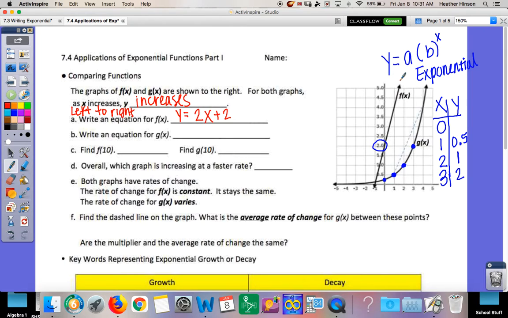Okay, to find your multiplier, all you're going to do is divide up. So 2 divided by 1 is 2. 1 divided by 0.5, that's 2 as well. So your multiplier is 2. So I'll put that in a second.